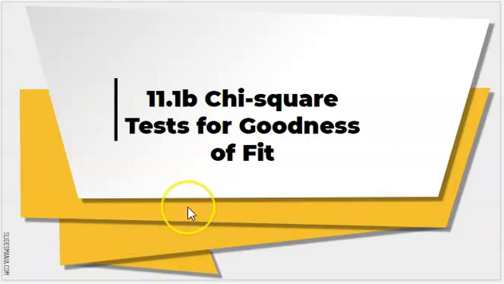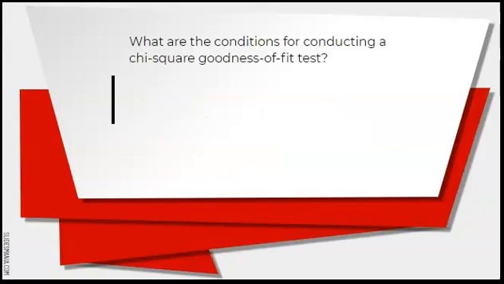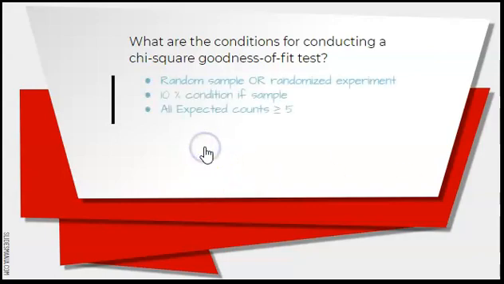All right, in 11.1, we're going to continue on with the Chi Square Goodness of Fit test. So let's talk for a second about what are the conditions of conducting a Chi Square Goodness of Fit test. Like when you're doing the four-step process, what are the conditions we need to have? Well, they should look a little familiar.